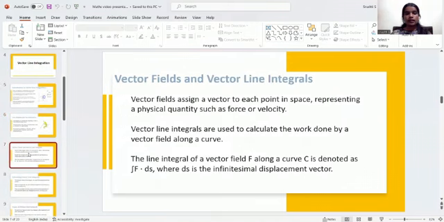Vector fields assign a vector to each point in space, representing a physical quantity such as force or velocity. Vector line integrals are used to calculate the work done by a vector field along a curve. The line integral of a vector field F along a curve C is denoted as integral of F dot ds, where ds is the infinitesimal displacement vector.